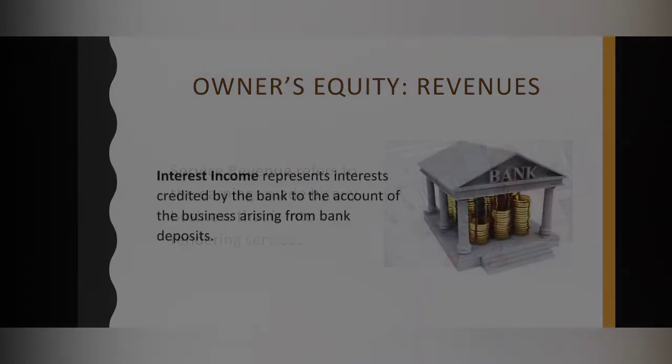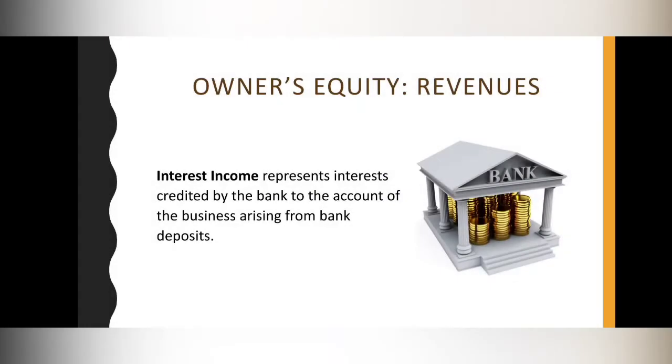For interest income, this represents interest credited by the bank to the account of the business arising from bank deposits. So, this income naman, class, nakuha ng business from its bank deposits or yung pera na nilagay niya dun sa bank. So, while nandun yung pera, class, it earned interest. Yan, tumubo yung pera ng business. And that tubo, class, or interest, that is the interest income.